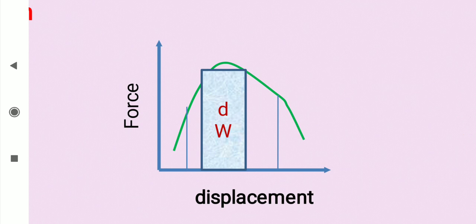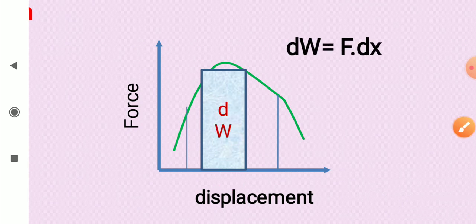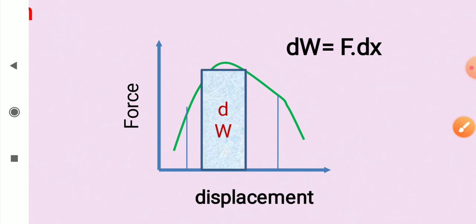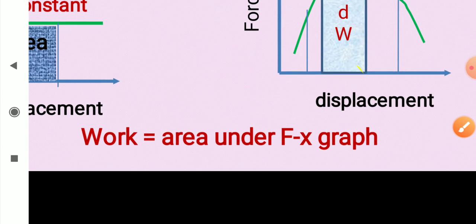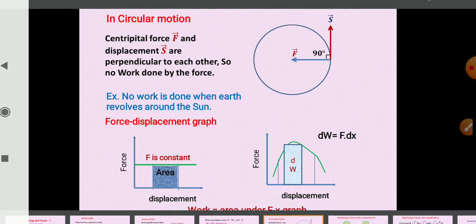Okay. So if you take a thin strip like this, the work done dW is given by this area. Just assume that this strip is very, very thin and the thickness of the strip is dx. And the total work done will be sum of all such work dones. So dW is F dx. And see, the work done is area under Fx graph, force displacement graph. So very important outcome of these graphs: you should be able to calculate work done from force displacement graph.